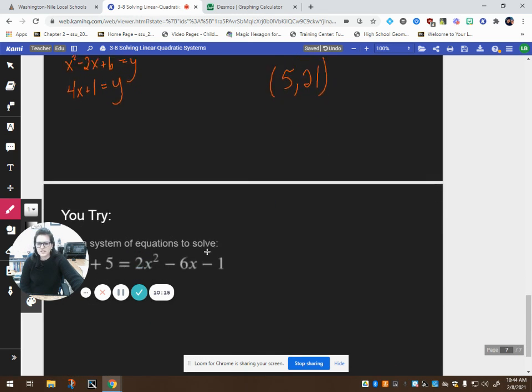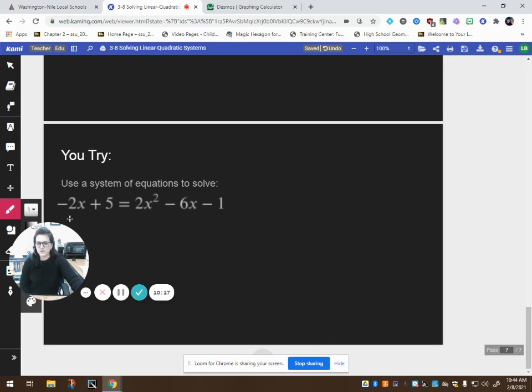All right, and so then the last one, you're going to try it again. You're going to set the two equal to each other. You can solve by graphing using Desmos. You can solve using a system of equations, using substitution or elimination. It doesn't matter to me how you do it as long as you are able to get the correct answer. And of course, I think using Desmos is the easiest. So you try it, let me know what you get, and that is all I have for today.